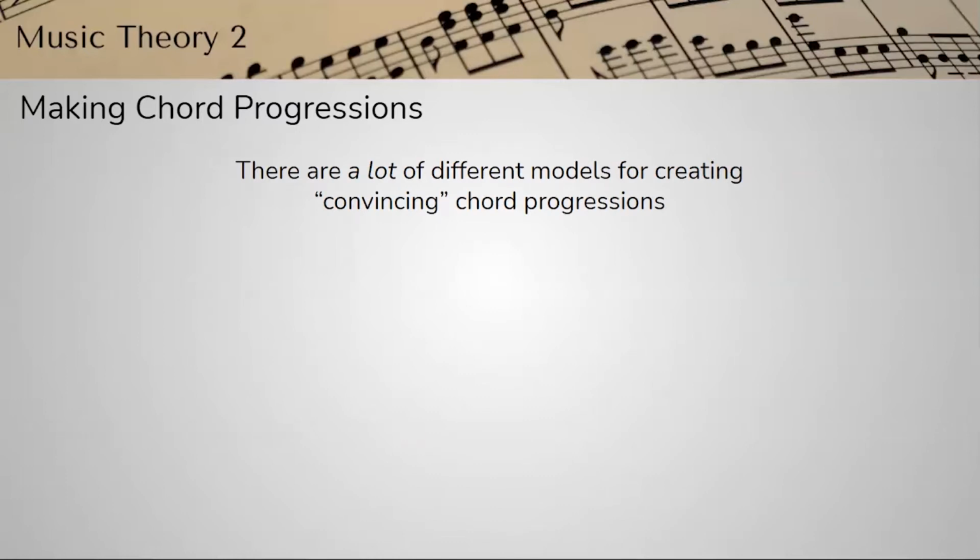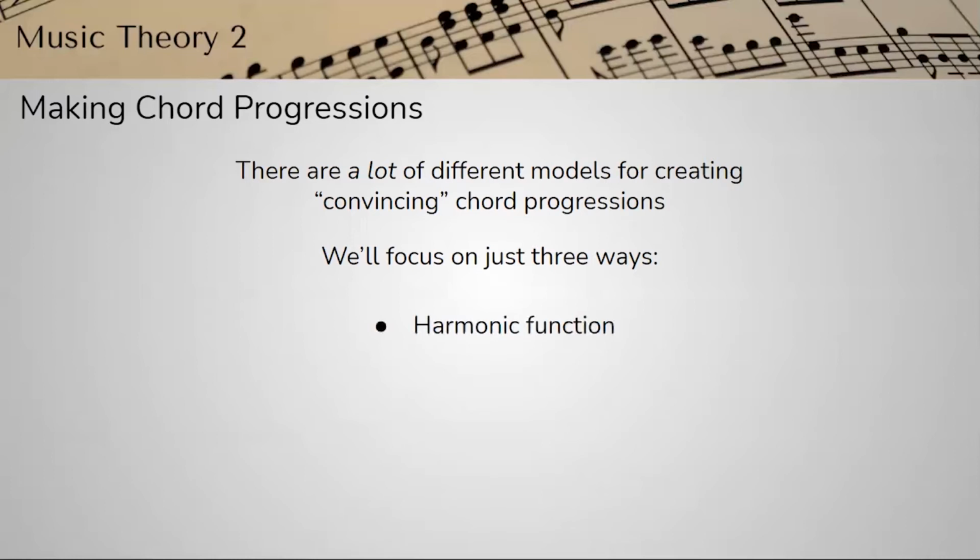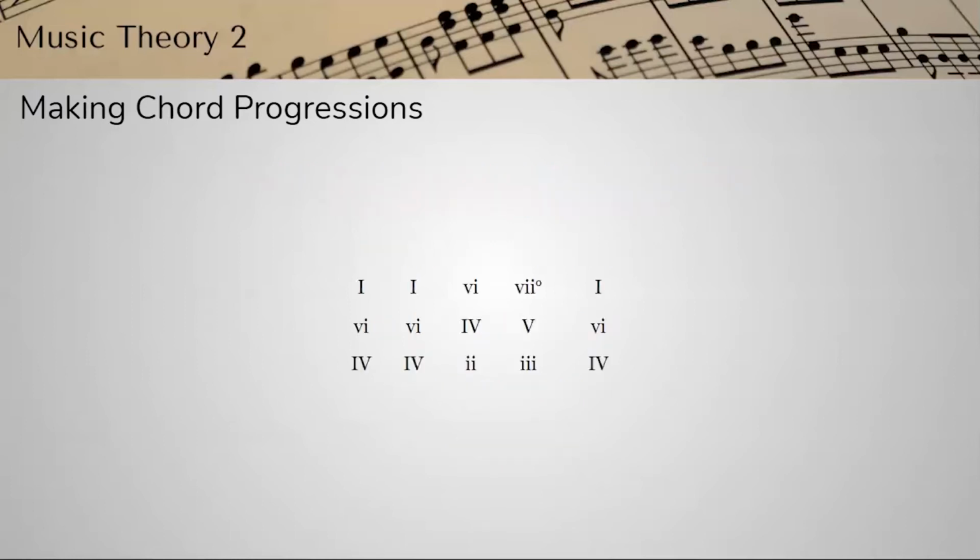So there are a lot of different models for creating these convincing chord progressions, and we'll focus on 3 models. And the first of those models is going to be called harmonic function. And the next one is called circle progressions. And the final one we'll look at are sequences. Okay, and these are just different ways of choosing which chords to pick out of all those possibilities.